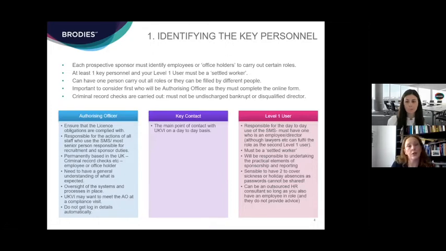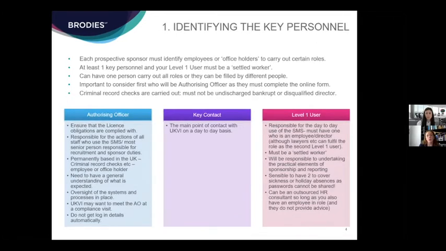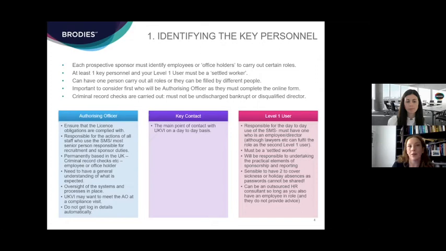So the authorising officer is the most important person for the purposes of the sponsor licence application. They have to be the most senior person in your organisation who's responsible for the recruitment of migrant workers. And they are also ultimately responsible for the actions of other users under the licence. They are the person that should have oversight over the compliance processes that you've got in place. And in one of our other Back to Basics sessions, in fact number 3, we're going to talk a bit more about the compliance obligations there.